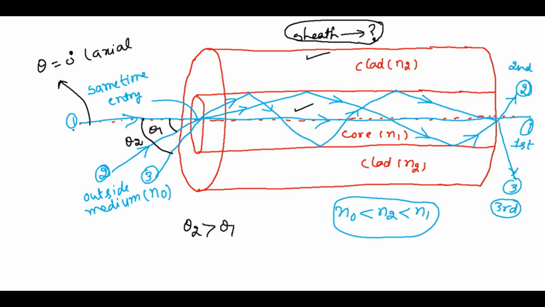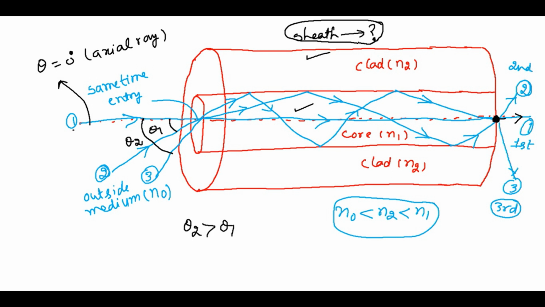So this ray will enter the fiber, and on entering the fiber, it will not obey Snell's law. So it will travel in the fiber without bending. If there is no bend in the optical fiber, this ray will continue to travel along its original path, and it will come out of the fiber through this point, and this ray will reach the output here.